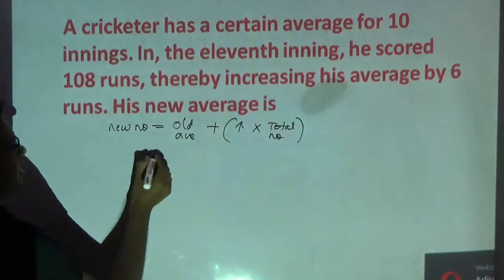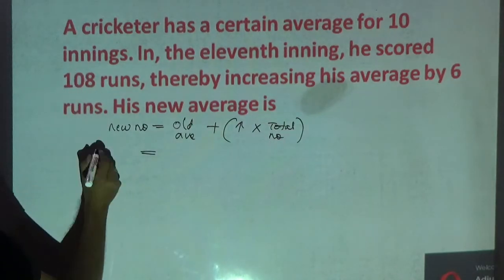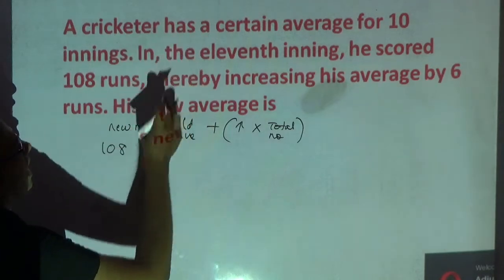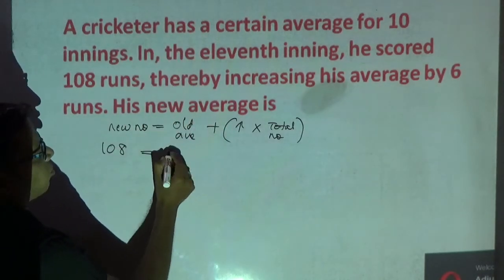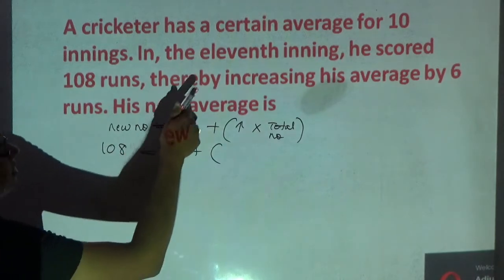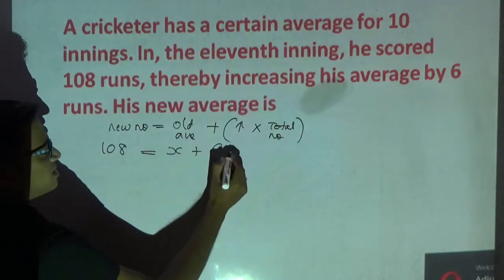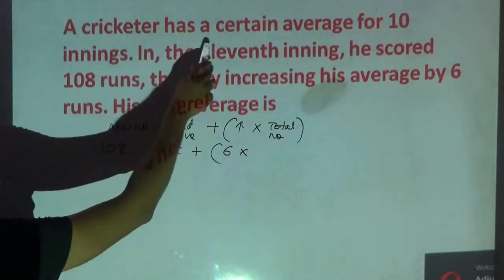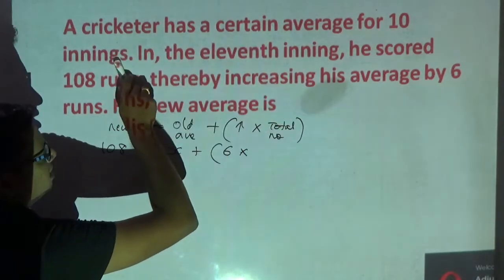matches. Now please observe here, what is the new score? 108 will be equal to the old average. Here a cricketer has a certain average, they have not given the old average, so I will take it as X. The increase in average they have given, his average increases by 6 runs, that is 6 into the total number of matches. See, a cricketer has a certain average for 10 innings.